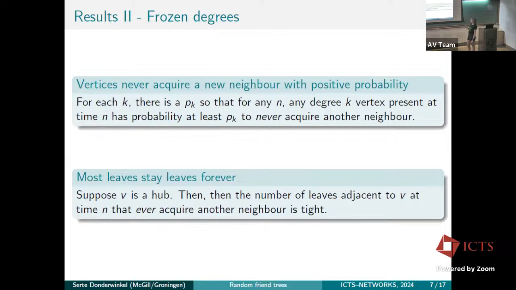Moreover, for leaves, we can say something even stronger. Suppose you have a hub, then the number of leaves adjacent to v at time n is a number that goes to infinity, or that grows linearly. But the number of those that ever acquire another neighbor is tight as n goes to infinity. So this kind of motivates, maybe we should call it random loneliness trees rather than random friend trees, right? Because actually most vertices have one rich friend, and that's all there is.